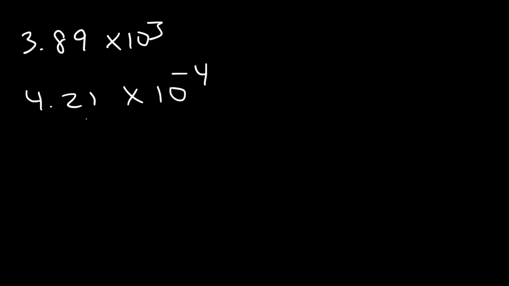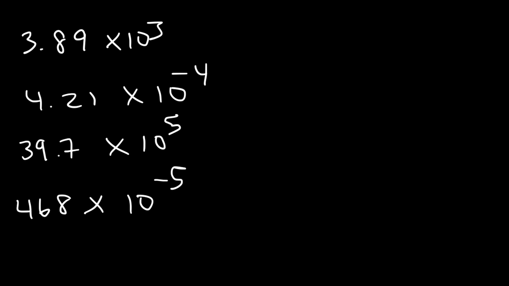Now let's work on converting it from scientific notation to standard notation or decimal form. So let's say we have 3.89 times 10 to the 3, 4.21 times 10 to the minus 4, and let's say 39.7 times 10 to the 5, and 468 times 10 to the minus 5. So we know that a positive exponent will give us a large number. So we need to move 3 units to the right, so it's going to be 3,890.